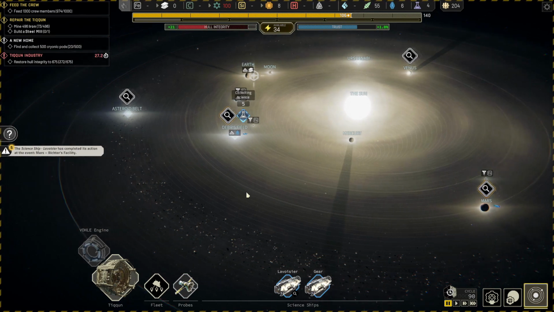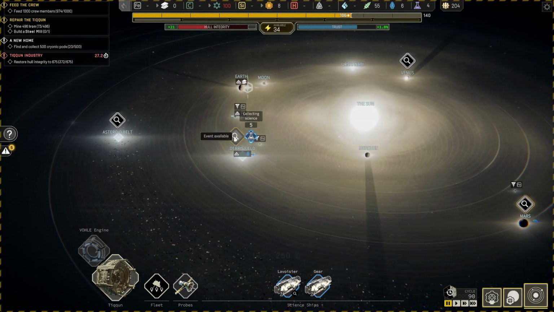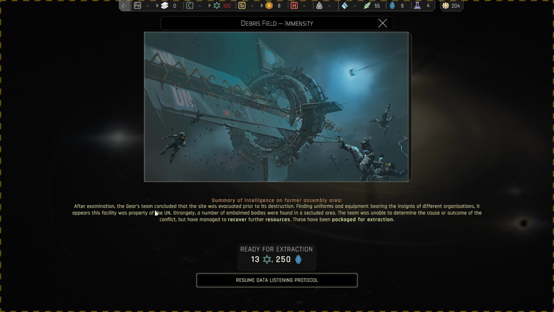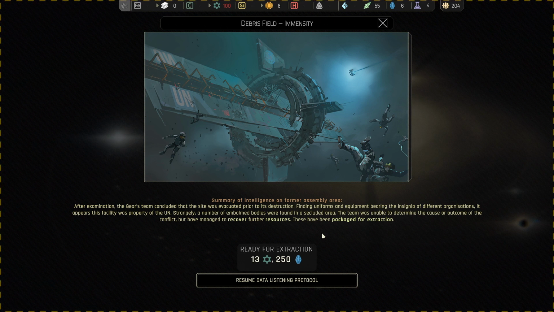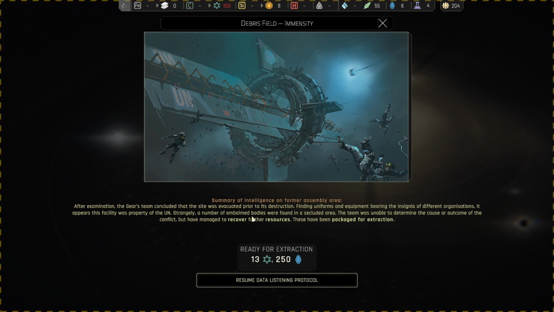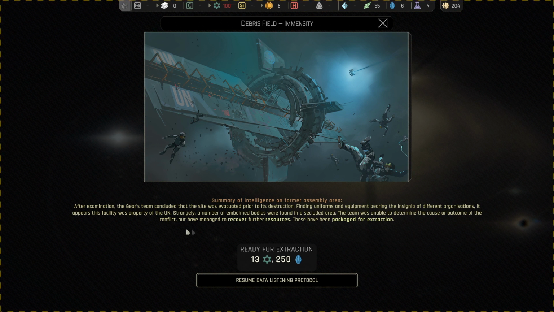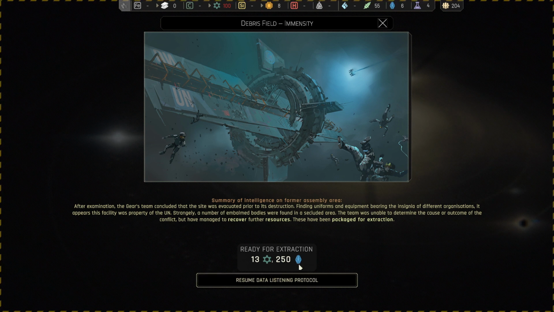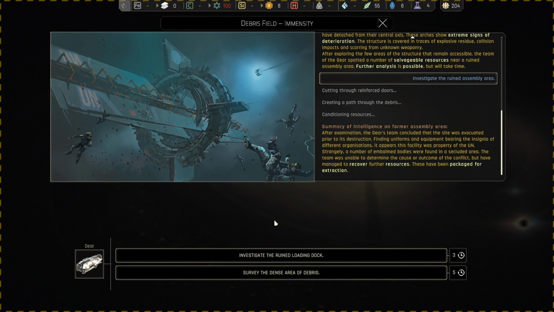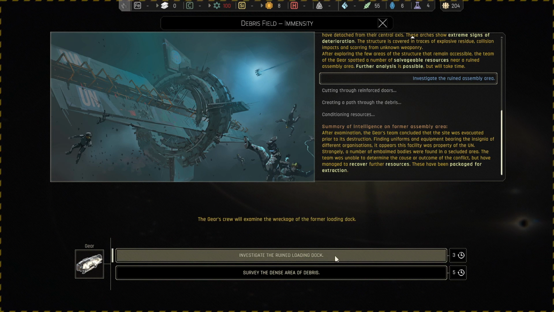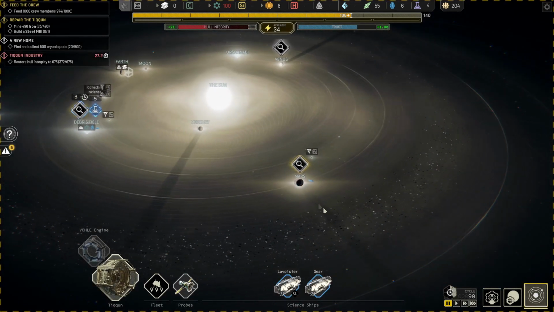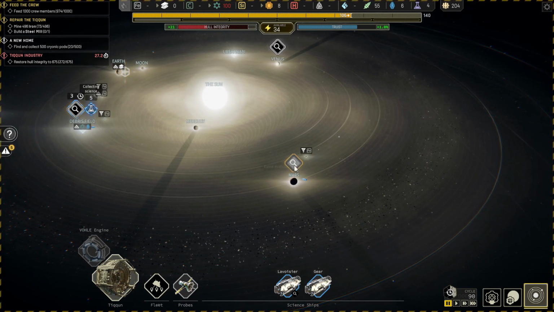Has completed a task. Excellent progress. Examination. The team concluded the site was evacuated prior to its destruction, finding uniforms and equipment bearing the insignias of different organizations. It appears this facility was the property of the UN. Strangely, a number of embalmed bodies were found in a secluded area. The team was unable to determine the cause of the outcome of the conflict, but to recover further resources, these have been packaged for extraction. 13 polymers, 250 cryopods, so a massive amount of cryopods from this station. So that's good. Let's go ahead and check the loading dock for them. And then the full facility sweep is here, so we're going to find out what happened.